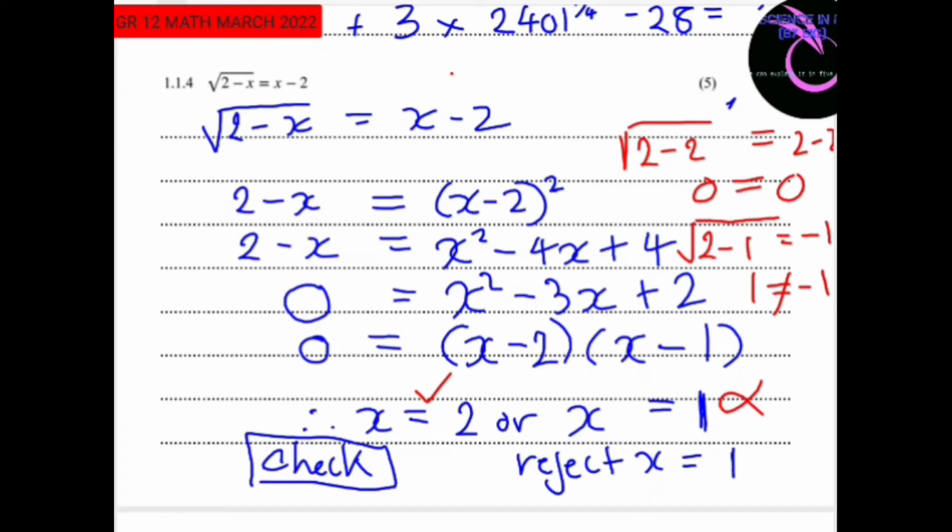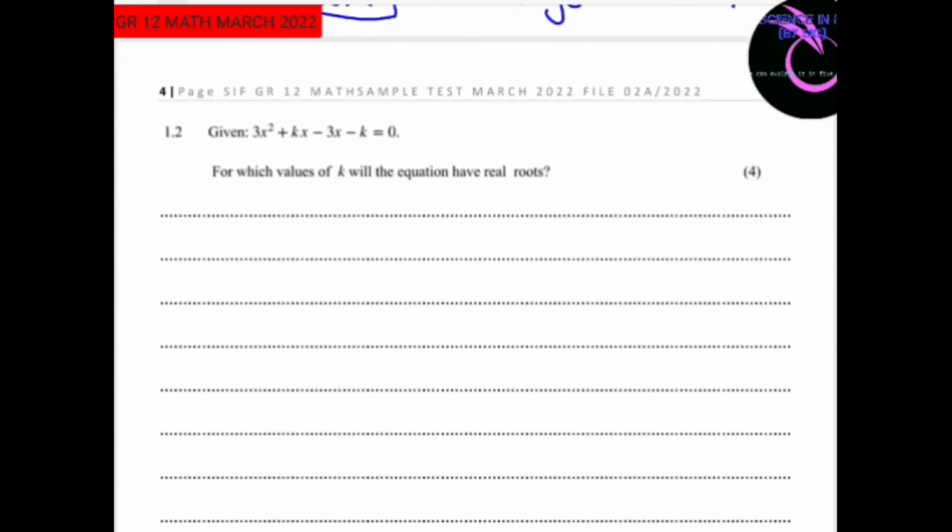You've got to check the answer for equations with surds. Just remember, I have to check the answer. Once you check the answer, simple, reject the answer that does not make your equation balanced. In other words, the left-hand side is not equal to the right-hand side.